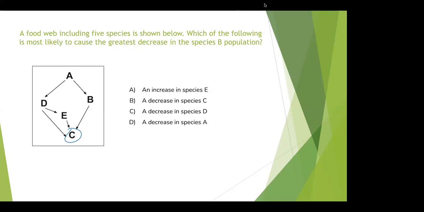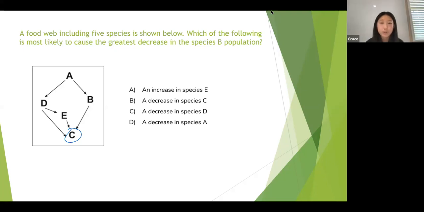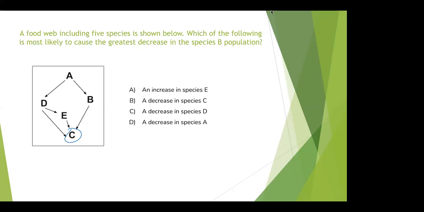Wait, I kind of don't get the question. Are you asking like if one species decreases, the other species also decrease? So I'm asking, from the answer choices, if that thing occurs, which of them would cause species B to decrease the most? Okay.